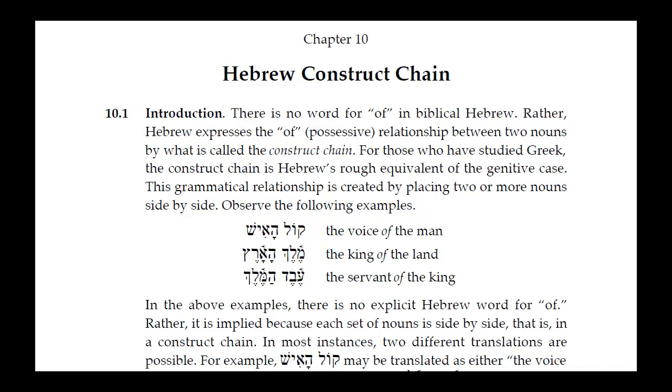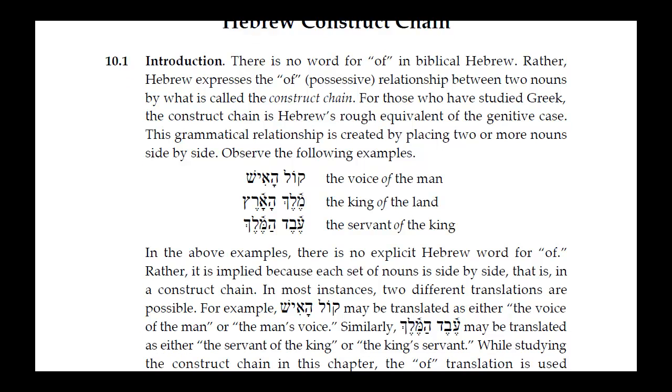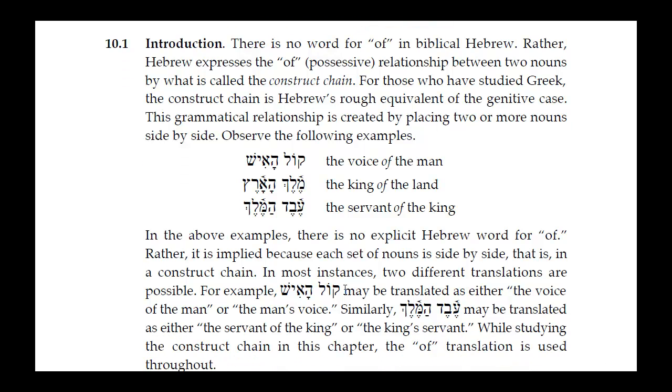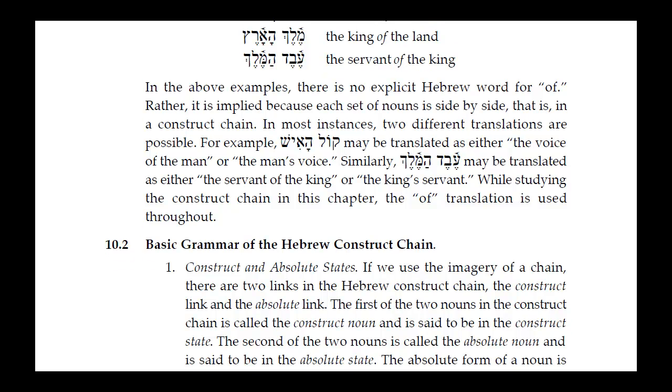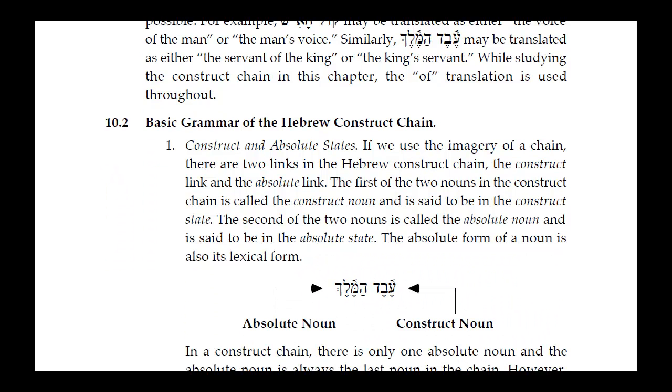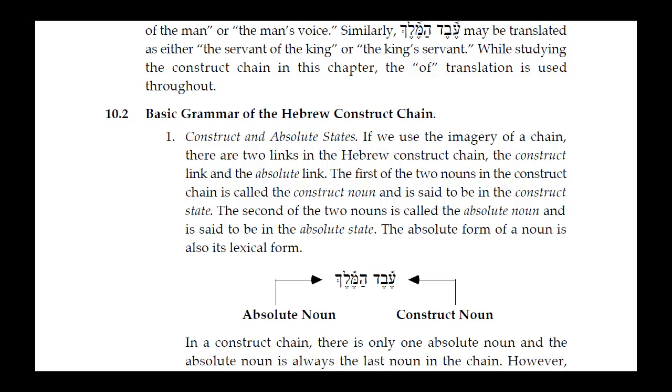So, in most instances, two different translations are possible. For example, kol ha'ish may be translated as either "the voice of the man" or "the man's voice." Likewise, eved hamelech may be translated as either "the servant of the king" or "the king's servant." Now, while studying the construct chain in this chapter, the "of" translation is used throughout. So we're going to keep it pretty simple, using "of" for the purposes of getting it down into memory and usage. Let's go to the basic grammar of the Hebrew construct chain.